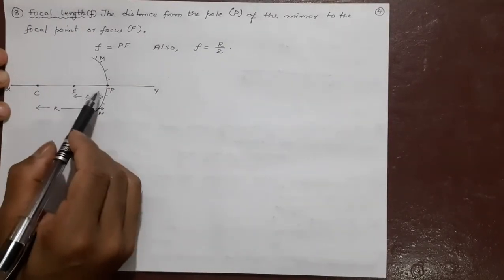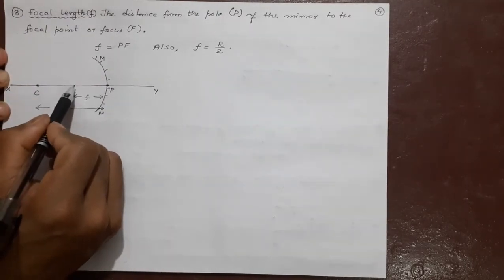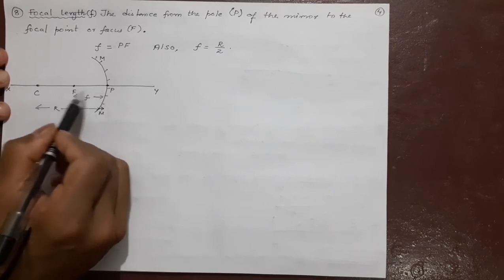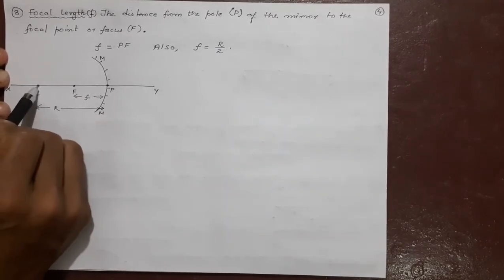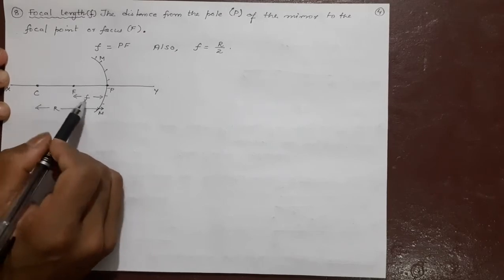This is called focal length. Don't confuse small f and capital F. Capital F is the point, the name of the point. Small f is the distance, FP. Capital C is the center, capital R is the distance. Here both are capital; there, one capital and one small.